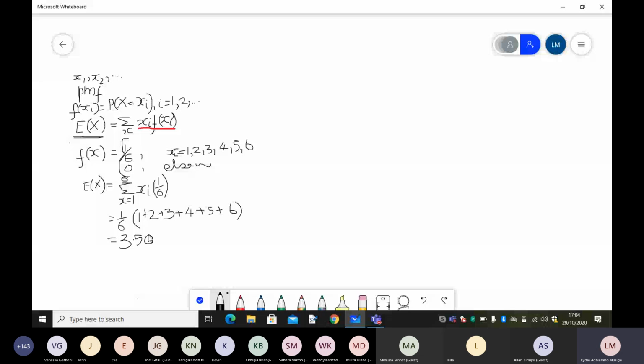Suppose he tosses and we see a 6. If the reading on the die is 6, he will get 6 shillings. If the reading on the die is 1, he will get 1 shilling. But on average, the gambler expects 3 shillings 50 cents.